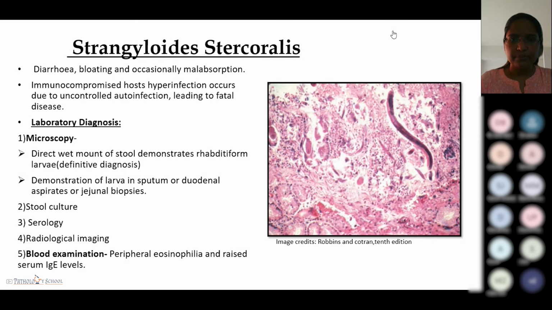Duodenal aspirates or jejunal biopsies. Other methods are stool culture, serology, radiological imaging, and blood examination. Peripheral eosinophilia and raised serum IgE levels are seen. This is the image where rhabditiform larva of Strongyloides stercoralis can be seen in the jejunal biopsy.